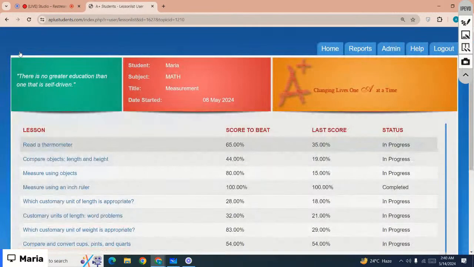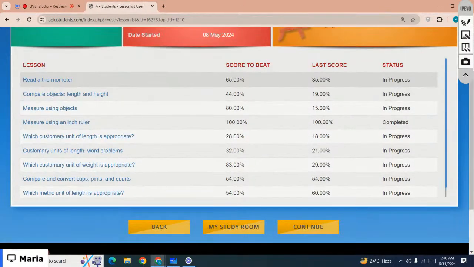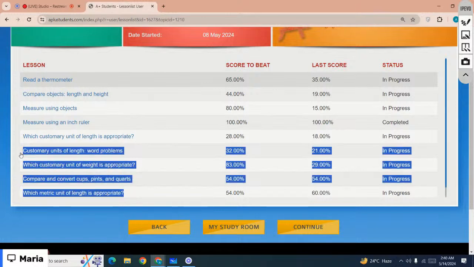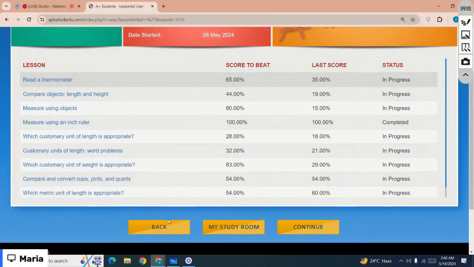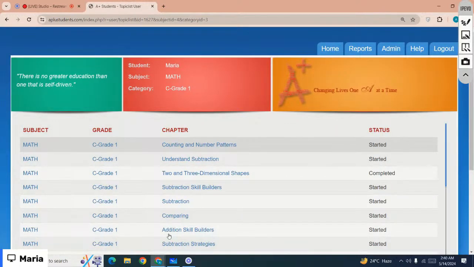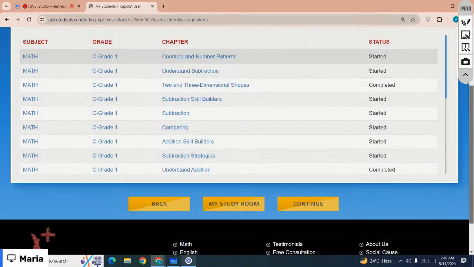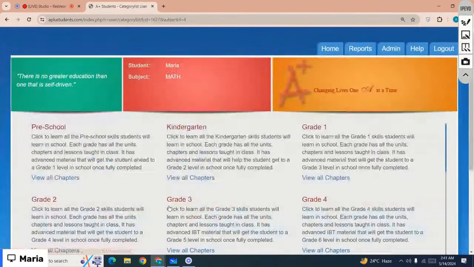So we were working on grade 1 math. The chapter we were working on is measurement, and the lessons we have covered today are customary units of length word problems, which customary unit of weight is appropriate, and compare and convert cups, pints, and pots. The last one is which metric unit of length is appropriate, right? Please make sure before the next session you complete all the practice questions for the lessons we did today. That is your homework until the next session.